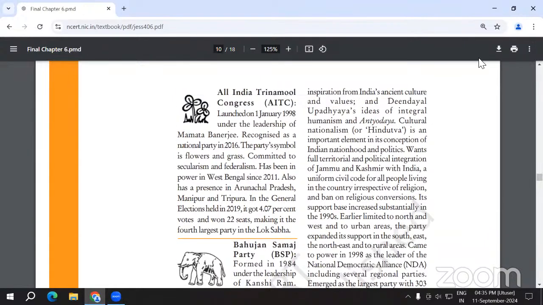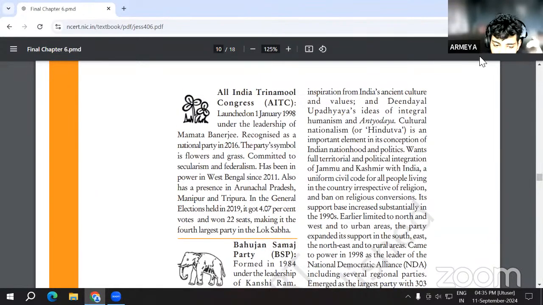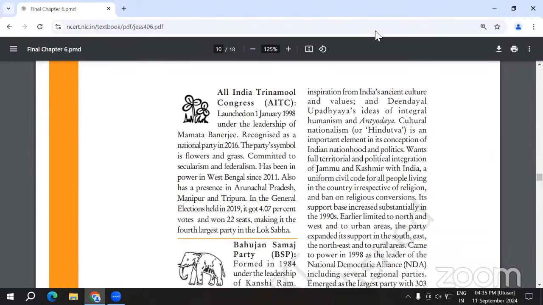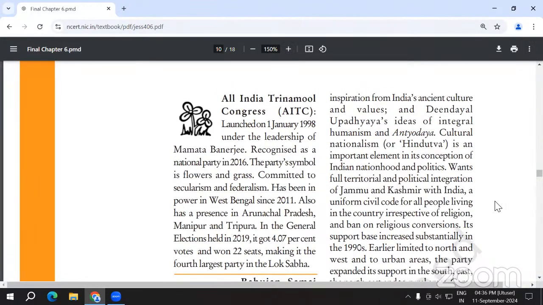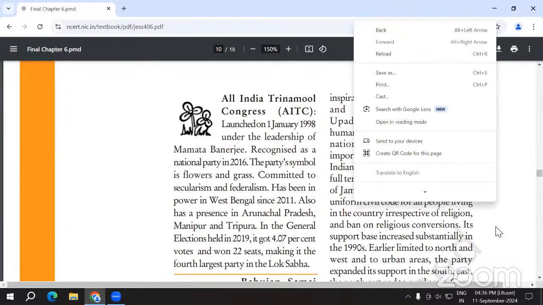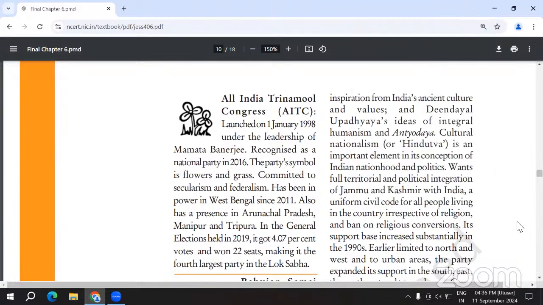Armay and Avanti, are you able to see? Yes, ma'am. Because some of the political parties are not mentioned in the textbook. That is why. Okay. The first political party which we are going to study, you have to write also. What do they stand for?